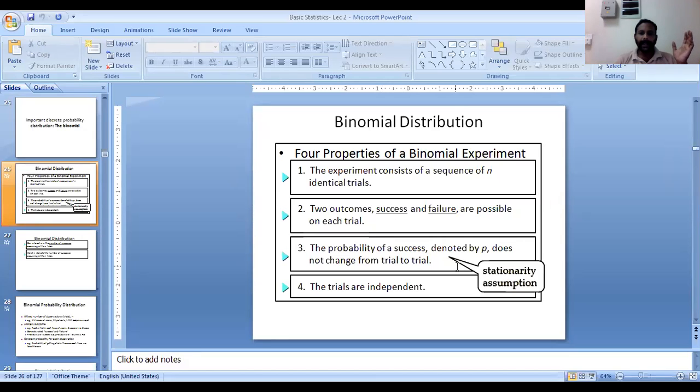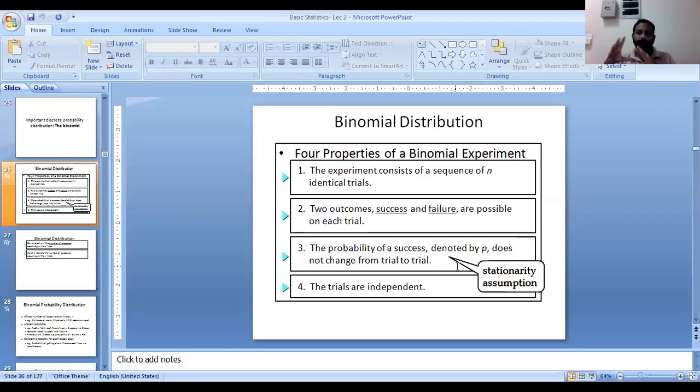Probability can be converted into a different form. The probability of success is denoted by P. On the other hand, how can we indicate the probability of failure? That is 1 minus P. The total probability is 1. If the success probability is P, the failure probability is 1 minus P. So either success or failure, either way is possible.